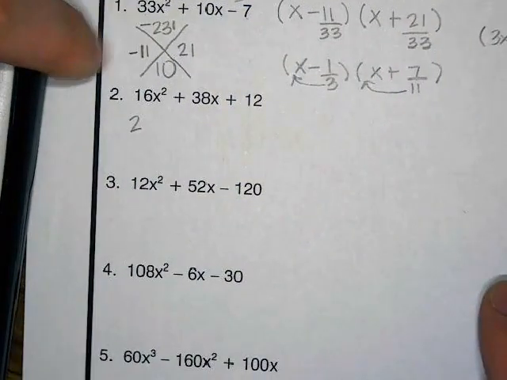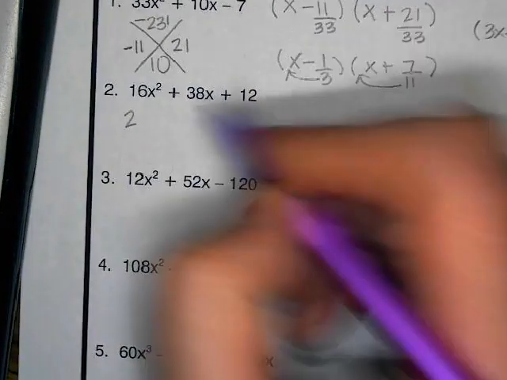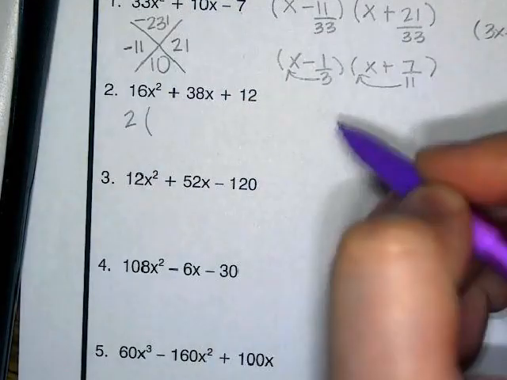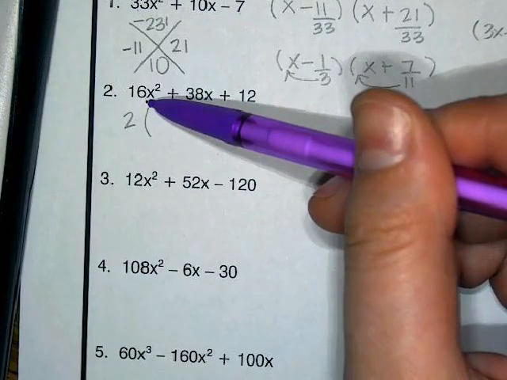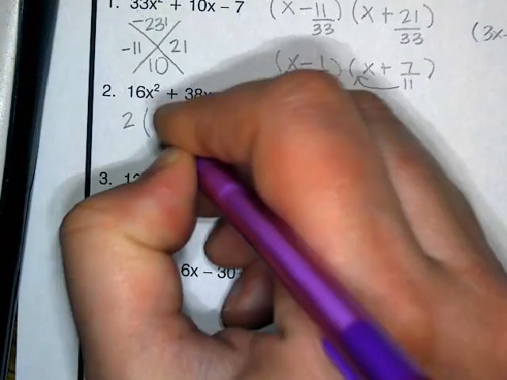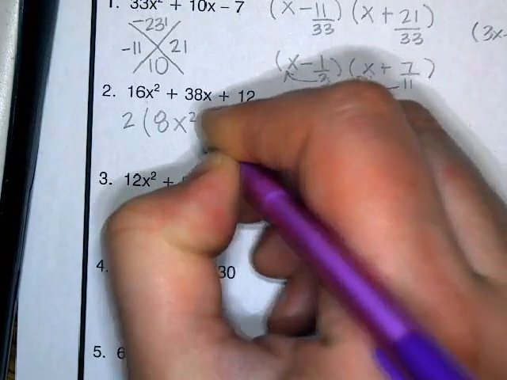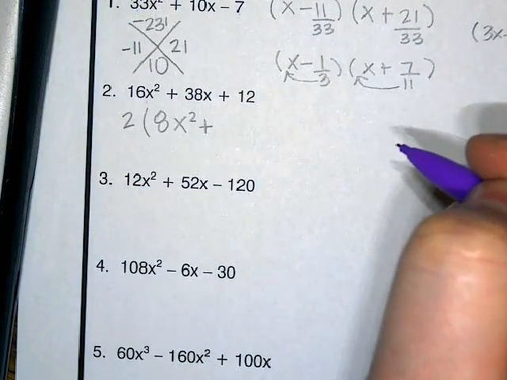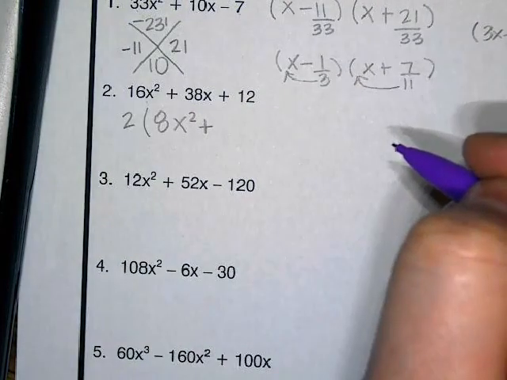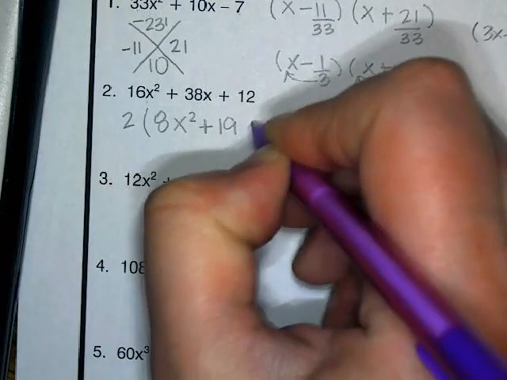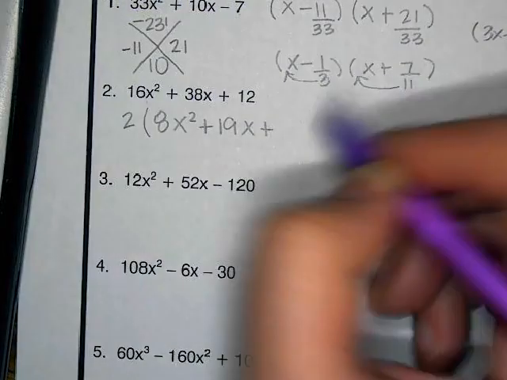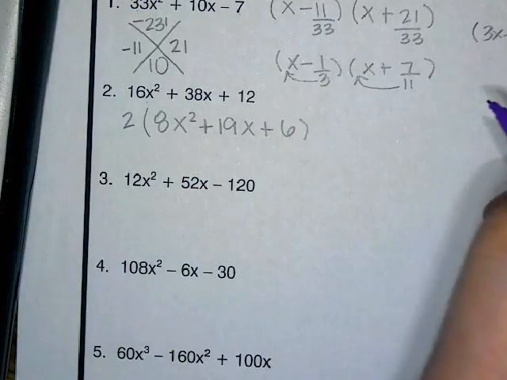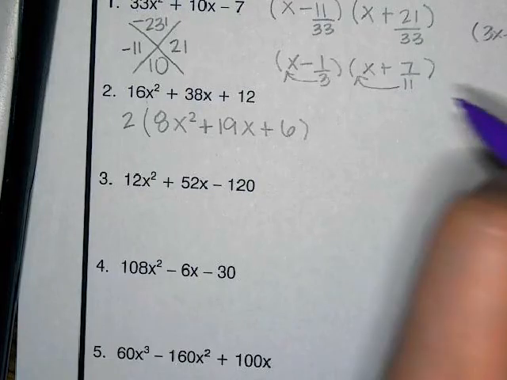Okay. So once we take out the 2, 16 divided by 2 is 8, so we have 8x squared. 38 divided by 2 is 19. And 12 divided by 2 is 6. Okay, I'm going to leave that one because this is a pretty nice problem.